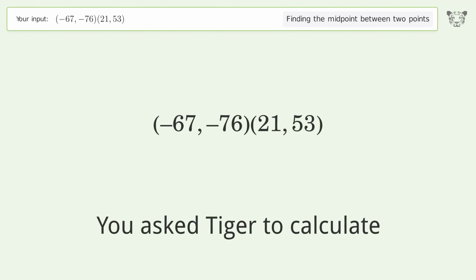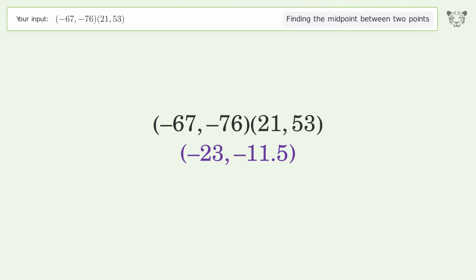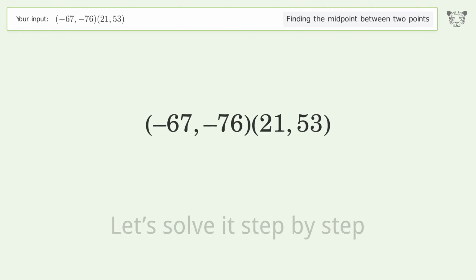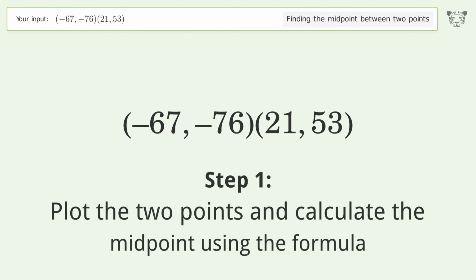You ask Tiger to calculate. This deals with finding the midpoint between 2 points. The midpoint between the 2 points is -23, -11.5. Let's solve it step by step. Plot the 2 points and calculate the midpoint using the formula.